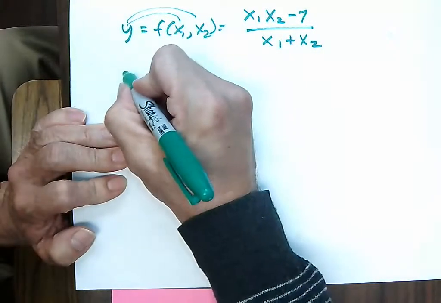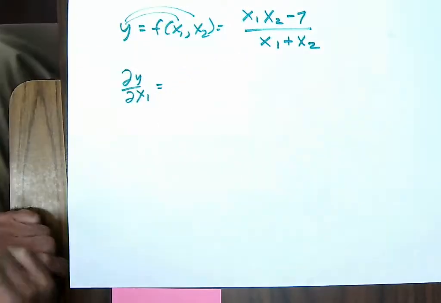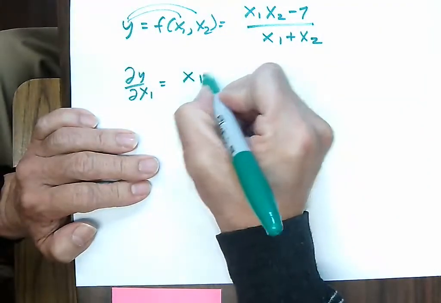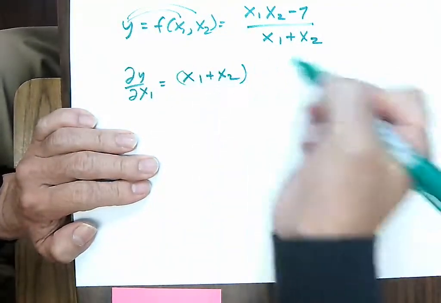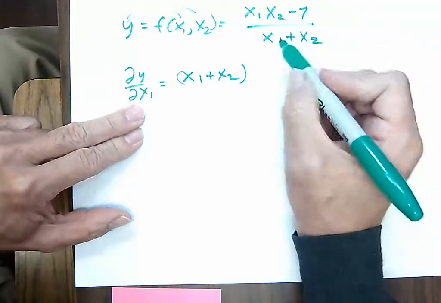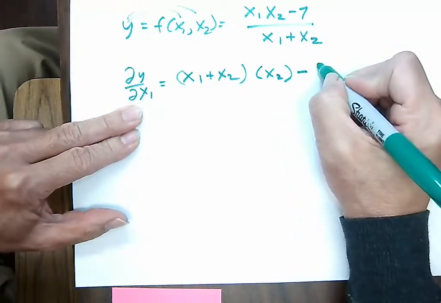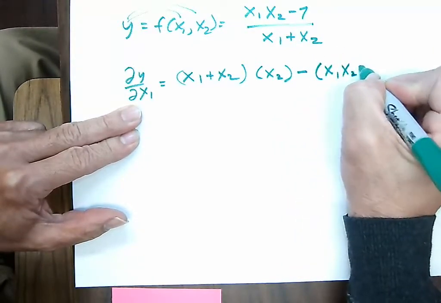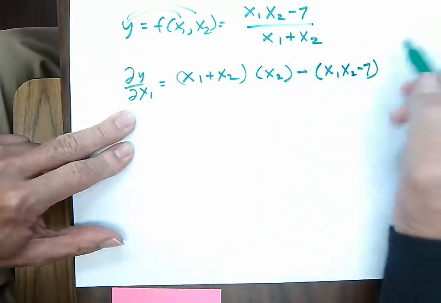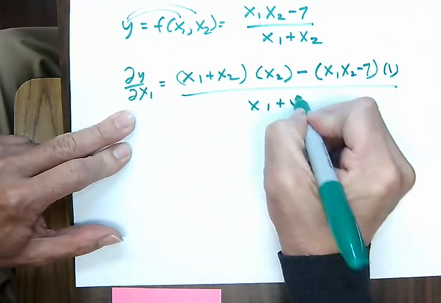So let's first of all get the partial of y with respect to x1, and here's how we do it using that quotient rule. We take the denominator, rewrite the denominator, times the partial derivative of the numerator with respect to x1, which is just x2, minus the numerator, just rewrite the numerator, times the partial derivative of the denominator with respect to x1, which is just 1, all over the denominator squared.